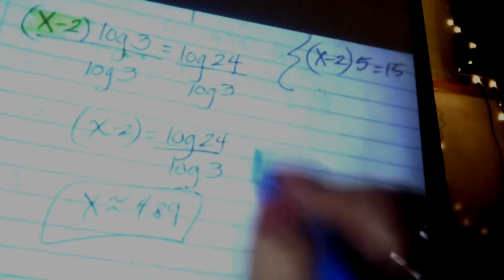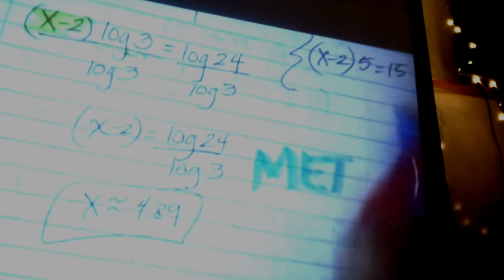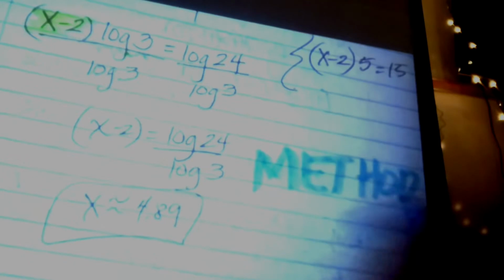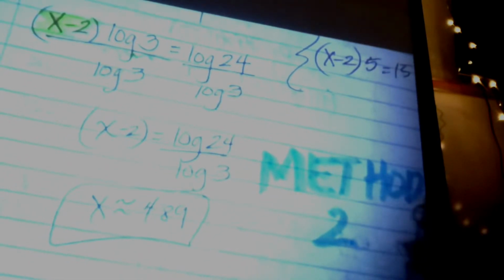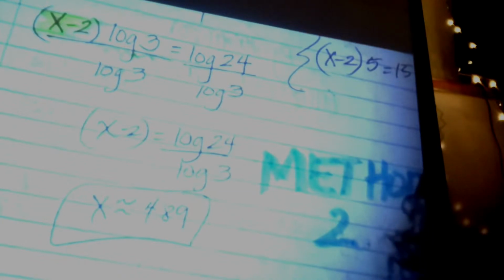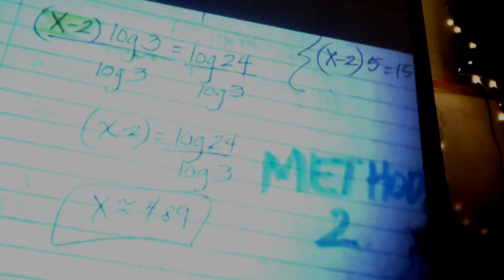Now, a lot of kids my last year were like, Miss Riad, I don't really see much of a difference between the two methods, and you're not alone. One says log base 3 of 3. The other one just says just take the log of both sides.